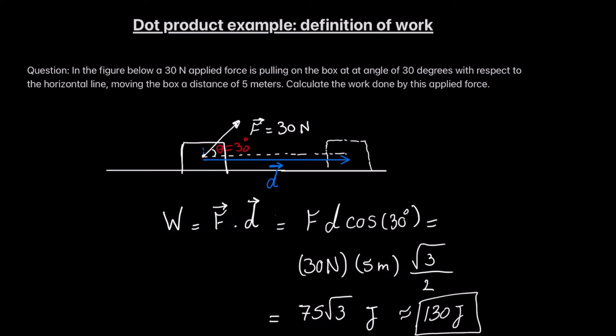There is a difference between F with a vector sign, which means F as a vector, and F without the vector sign, which means the magnitude of the vector F. All right, hopefully that clears it up. Same thing for d, so that's the magnitude of d: 30 newtons times 5 meters times cosine of 30 degrees, which is root 3 over 2, which comes out to be about 130 joules. This is the first time in mechanics that we actually apply the dot product. So it's a very practical example of the dot product.